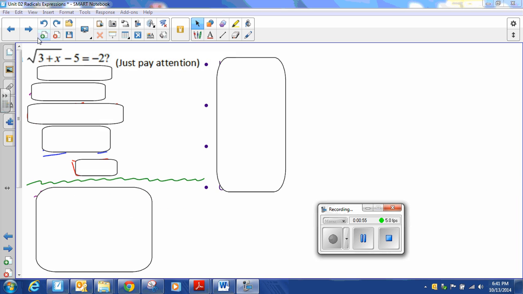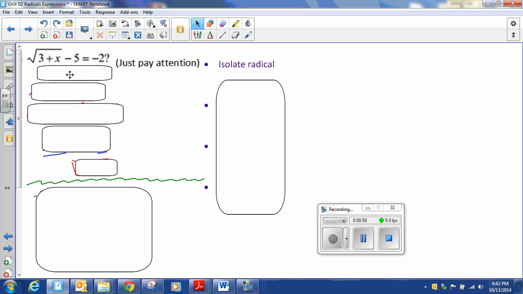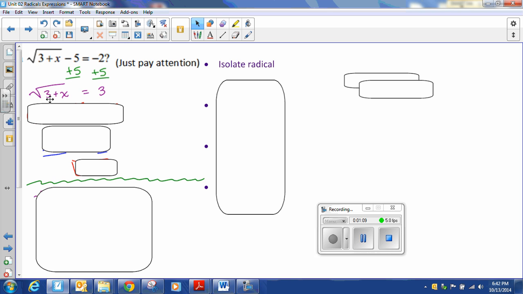Example 1. First thing you want to do is isolate the radical. So here we're going to get the radical expression by itself. We're going to add 5 to both sides. When we do this, we end up with radical 3 plus x equals 3.